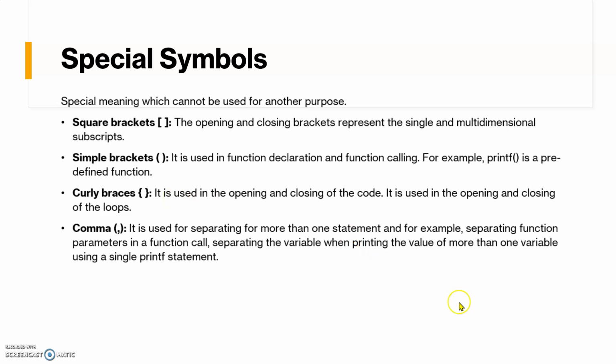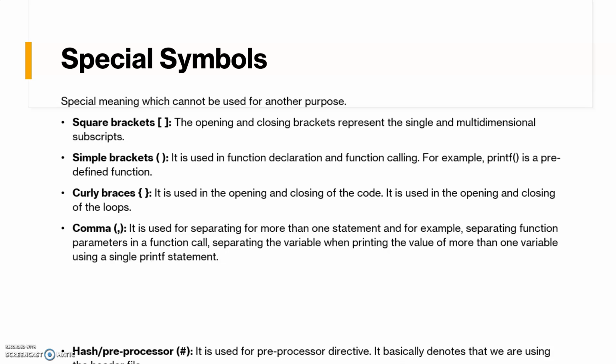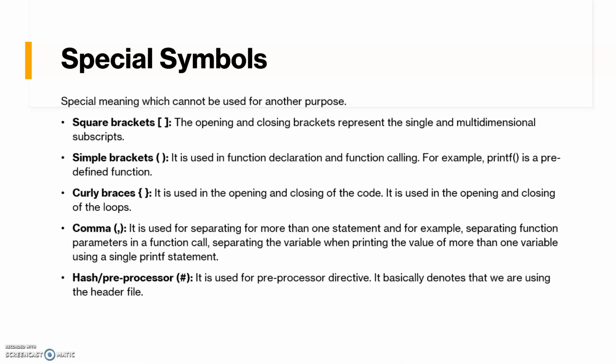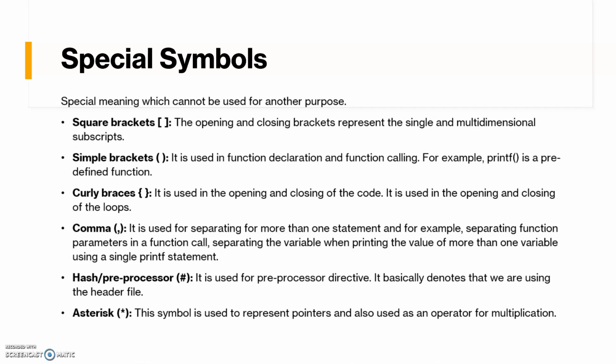Next one is the comma. The comma operator can be used for separating more than one statement. If you have more than one statement, those statements can be separated by using the comma operator. We have already used the comma operator in the printf statement, and we'll learn in future how to use it further. Next we have the hash. I think you have used this hash in hash include and hash define. It can be used for preprocessor directives, or to denote the header file, like hash include stdio.h.